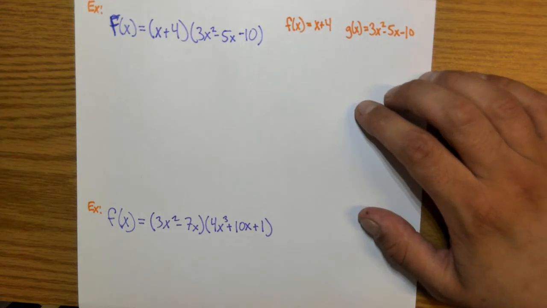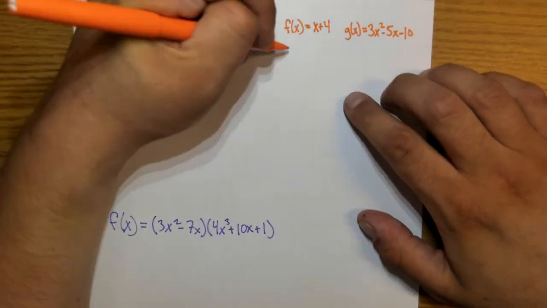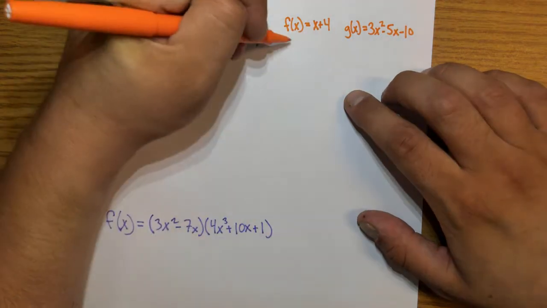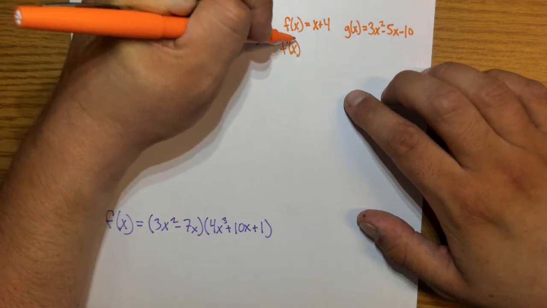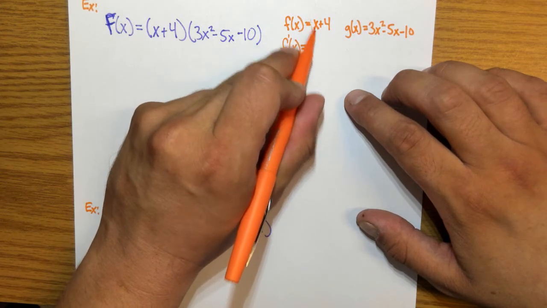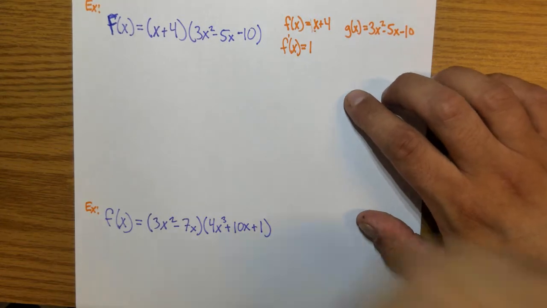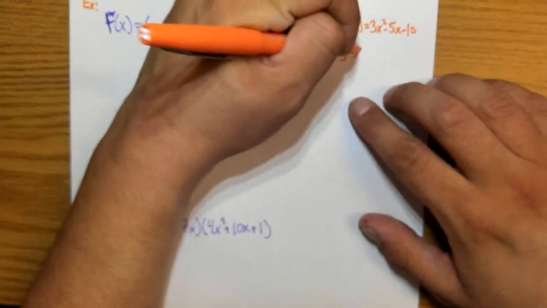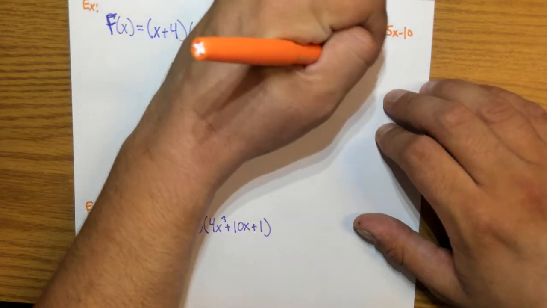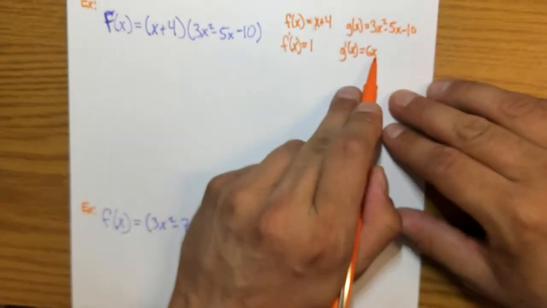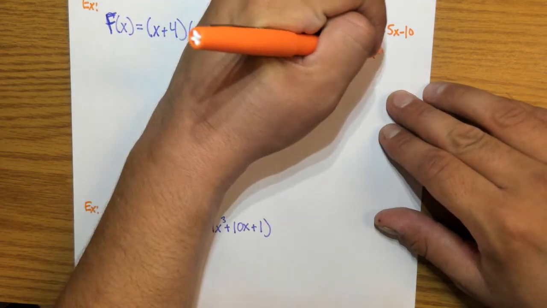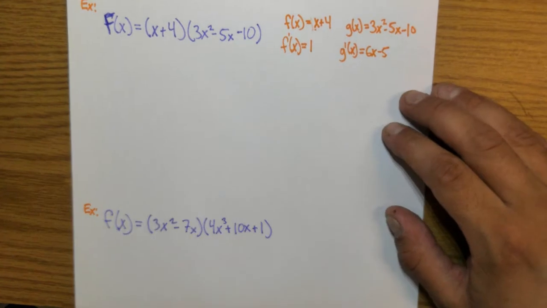Okay, so now let's take the derivative of both. So the derivative of f of x is going to just be 1, right? Because this constant 4 goes away, and the x goes away, just leaving the coefficient, and the coefficient of this x is just 1. And then g prime of x is, let's see, 2 times 3 is going to give us 6x, and the x lowers a power, so this squared goes to just a first power. And then the linear term, the x goes away, so it's minus 5, and the constant goes away completely.